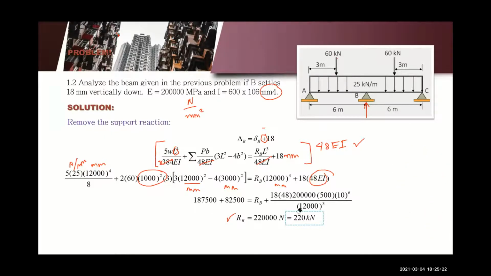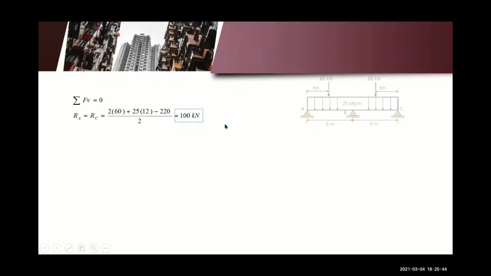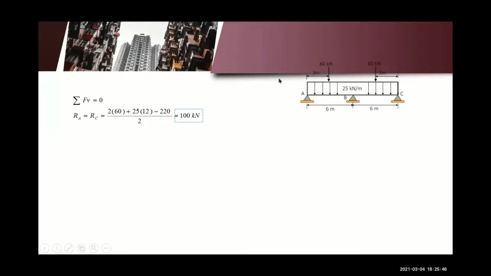So then, again, just simplify. You will get your RB. And then after getting your RB, do the same process to get your RA. No? Summation of forces vertical minus RB divided by 2 to get your RA and RC. So here, your RA and RC is 100. So if you'll notice, yung settlement natin sa B is nag-cause na lumiit yung RB and lumaki yung RA and RC.